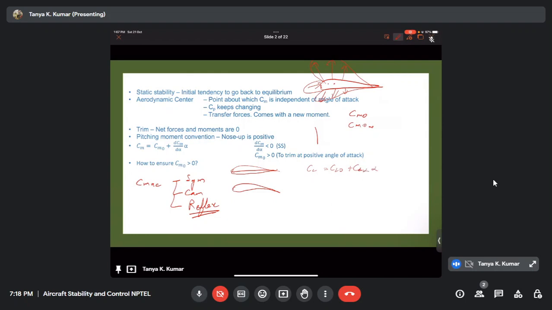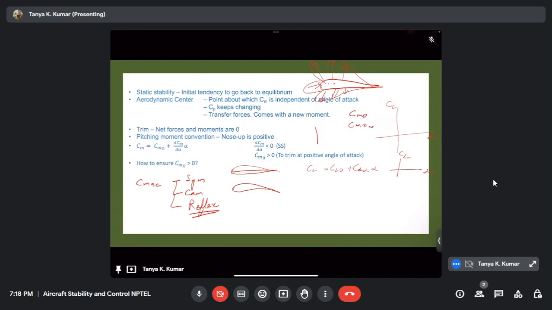So what is CL naught in the case of a symmetric airfoil? This was your lift curve slope, CL versus alpha. I'll draw it for each case. For a symmetric airfoil, how will it look? First of all, the slope is positive. CL alpha is positive, right? So it will be a positive slope. What is CL naught for a symmetric airfoil? CL naught is 0, right? So the curve will be something like this.